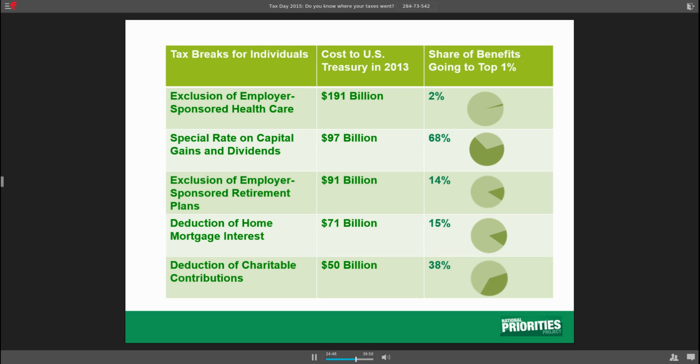Similarly, the deduction of home mortgage interest, which a lot of taxpayers are probably familiar with, is a much more commonly taken one and something that actually appears on your tax return. That one is worth $71 billion to the US Treasury, and 15% of it benefits the top 1% of earners. Finally, there's the deduction of charitable contributions, which you would also see on your tax return if you itemize, which is worth $50 billion to the US Treasury in 2013, and 38% of that benefits the top 1% of earners.